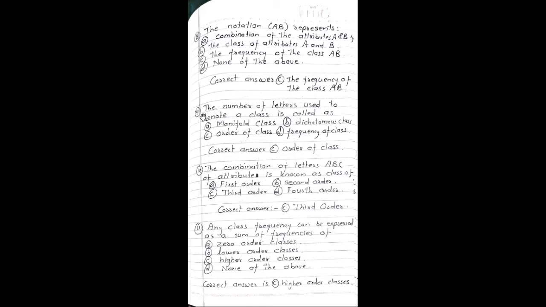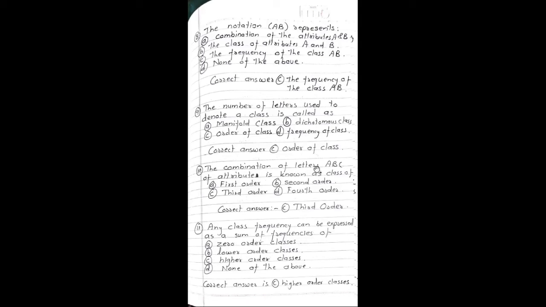Next question. The number of letters used to denote a class is called as A. Manifold class, B. Dichotomous class, C. Order of class, and D. Frequency of class. And the correct answer is C. Order of class.